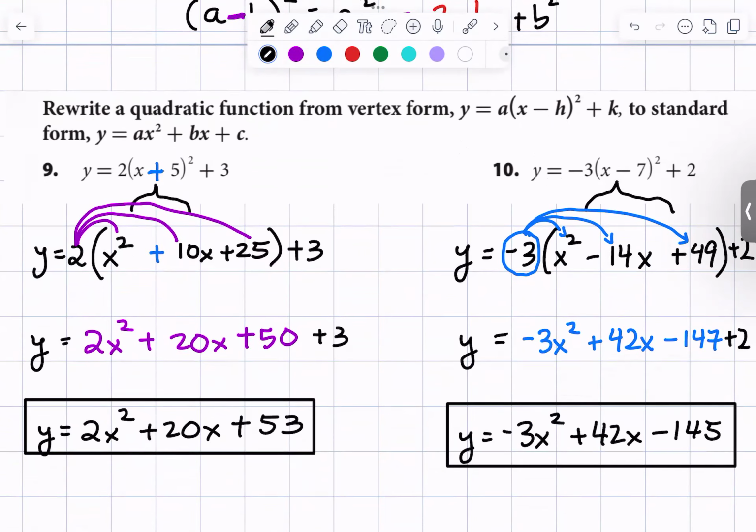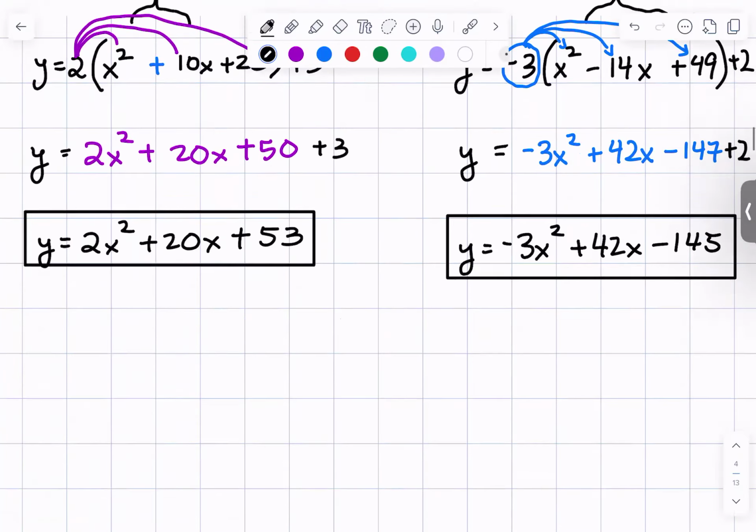Questions on that? Pretty simple. Yeah. My next 2 examples, the directions say to put it from vertex form to standard form. I'm going to skip it. Okay. We're going to do the same steps as these guys. So moving on to my next example.